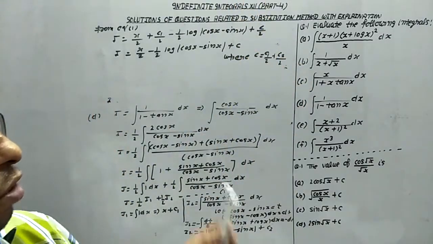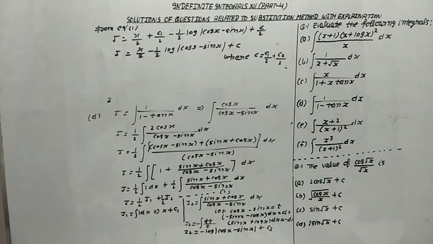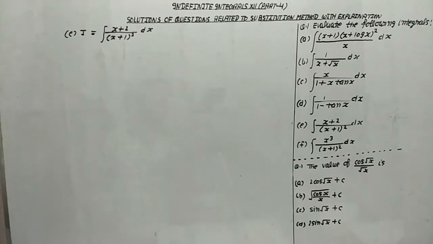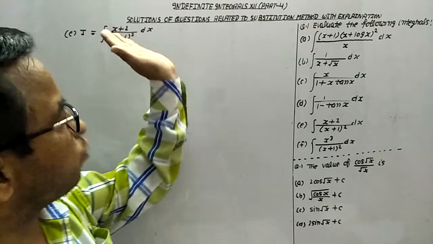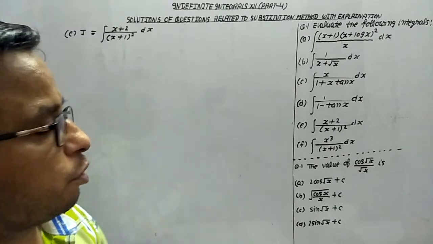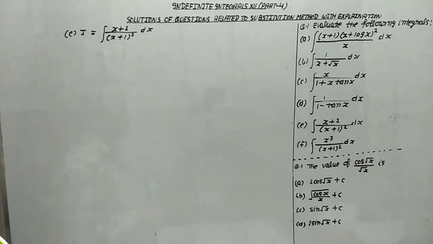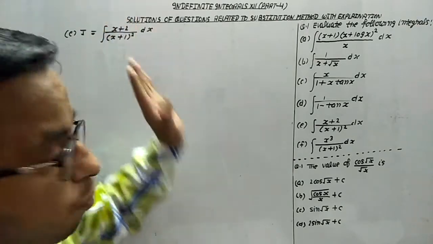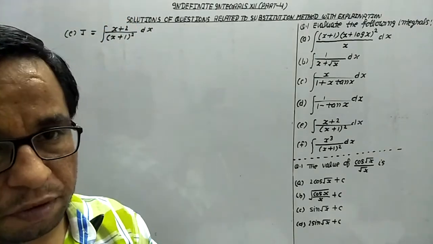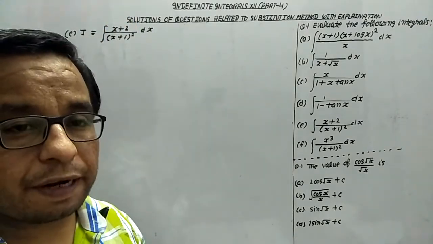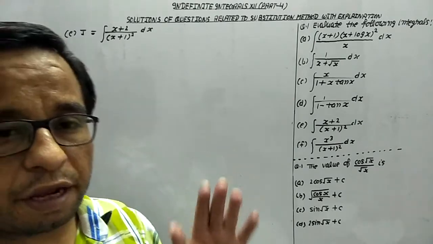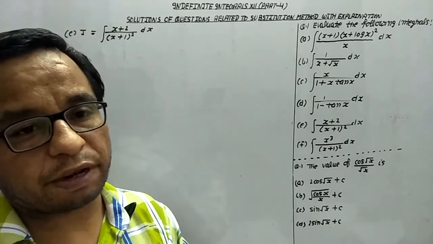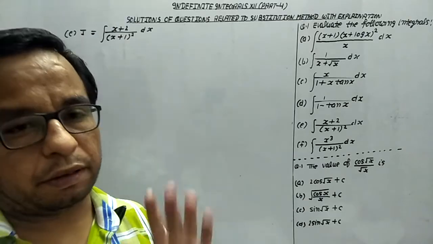Now let's start the solution of part E. Now look at this. In part E we have to do the integration of this. In this part, first I'll give the explanation. First of all, we have to check the degree of numerator and denominator. If this is the same or the degree of numerator is greater than the degree of denominator, then first of all we have to do the long division. This is the important method.